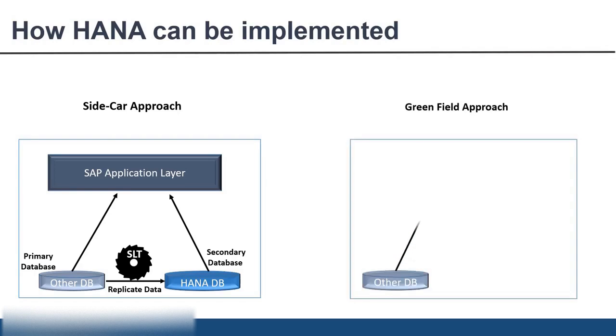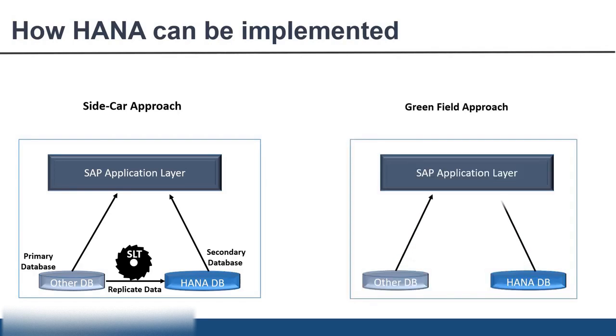The second approach is a greenfield approach, in which if you are currently using any other non-HANA database and you want to move to HANA database, then you directly move from the existing database to HANA database. You do not use HANA database as a secondary database or sidecar. You directly move from any other database to HANA database. This is an implementation project in which you will directly start using HANA database. So these are the two different approaches for implementing HANA database.